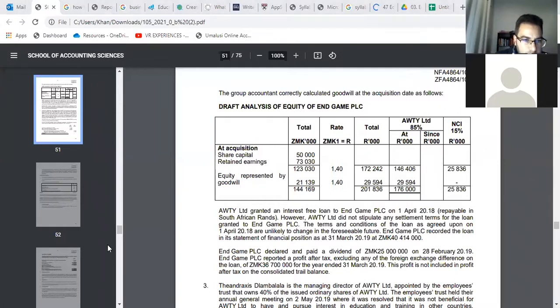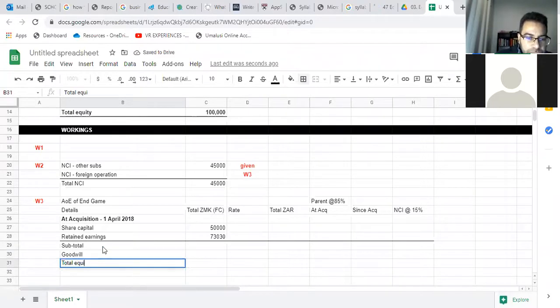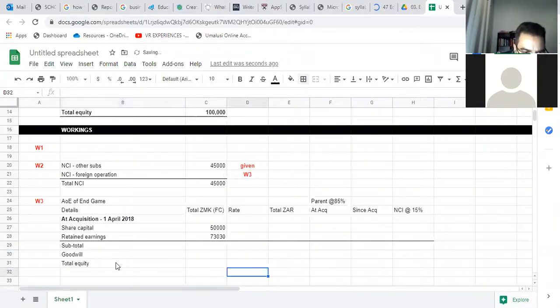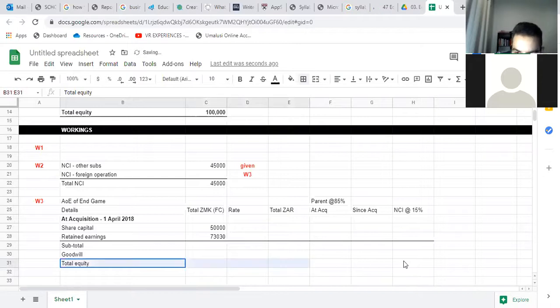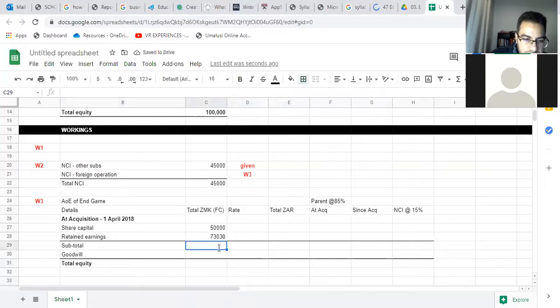So here we will have a total. I'm just going to call it the subtotal. You don't have to put anything over here. I'm just calling it a subtotal. Then we have goodwill, and then we're going to have total equity. Okay, so we can use what they have. We're going to use whatever they have at the moment, and then we will do the rest. So we had that.